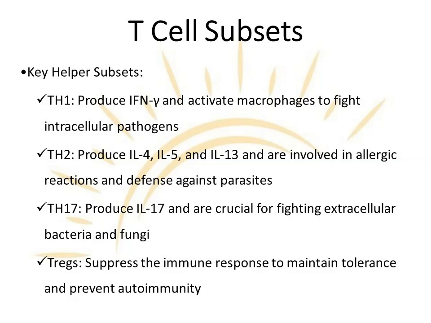Key helper subsets. T helper 1, Th1, produce IFN gamma and activate macrophages to fight intracellular pathogens. T helper 2, Th2, produce IL-4, IL-5, and IL-13 and are involved in allergic reactions and defense against parasites. T helper 17, Th17, produce IL-17 and are crucial for fighting extracellular bacteria and fungi. T regulatory cells, Tregs, suppress the immune response to maintain tolerance and prevent autoimmunity.